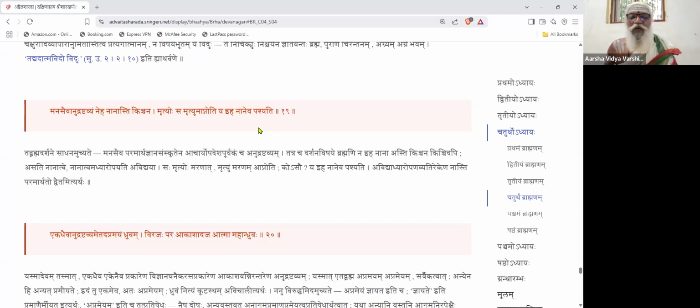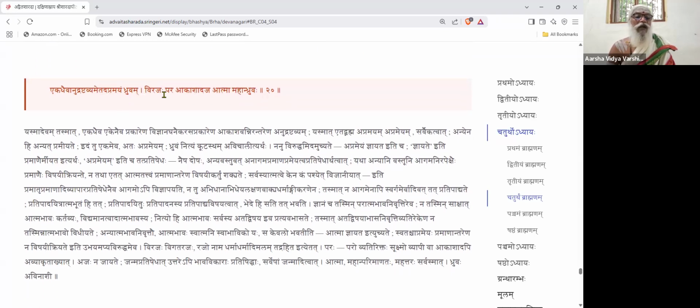Who is that? Ko asau, ya iha nana iva pashyati. The one who sees as though there is many here. That person has to go from death to death. Now, Bhashyakara says, Avidya adhyaropana vyatirekena nasti paramarthataha dvaitamityarthaha. So he is putting a note here. Other than the avidya adhyaropana, the superimposition due to ignorance, all the nanatvam is avidya adhyasta only. But in reality, in this Brahman, there is no dvaita. Paramarthataha dvaitam nasti ityarthaha. That's what this Vakya very beautifully says.